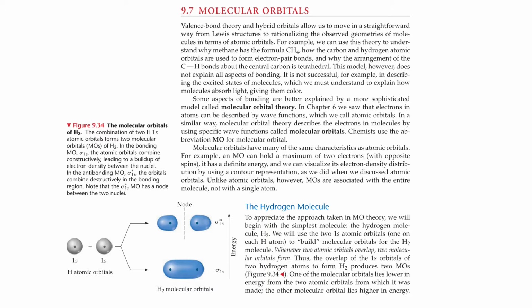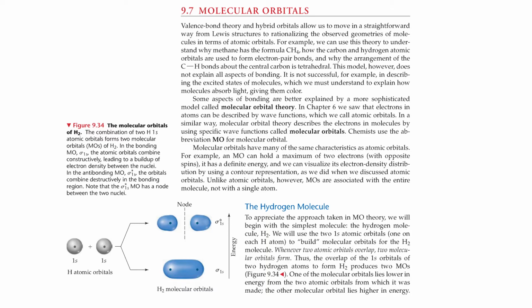Molecular orbitals have many of the same characteristics as atomic orbitals. For example, a molecular orbital can hold a maximum of 2 electrons with opposite spins. It has a definite energy, and we can visualize its electron density distribution by using a contour representation, as we did when we discussed atomic orbitals. Unlike atomic orbitals, however, molecular orbitals are associated with the entire molecule, not with a single atom.